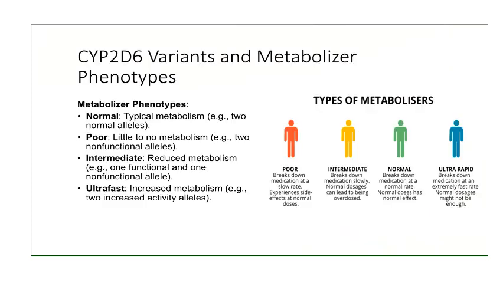Variants in CYP2D6 produce distinct metabolizer phenotypes, including normal, poor, intermediate, and ultra-fast metabolizers. For example, poor metabolizers of codeine receive little therapeutic benefit due to a lack of conversion to morphine, while ultra-fast metabolizers are at risk of toxicity from rapid conversion. These differences highlight the importance of understanding genetic variations in drug metabolism.